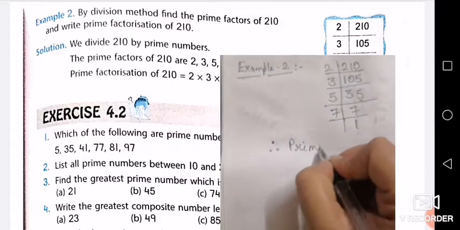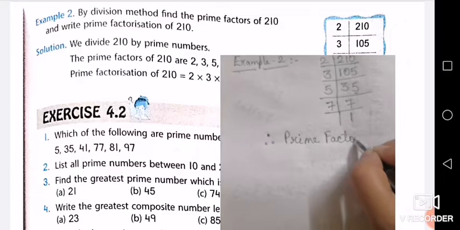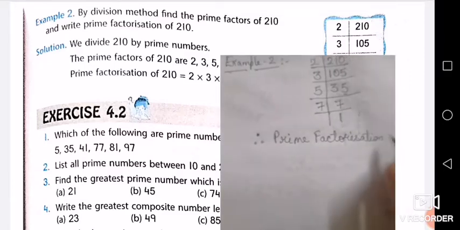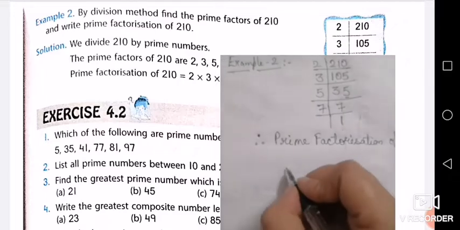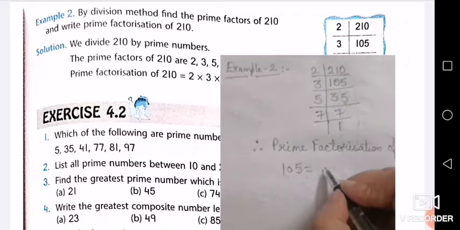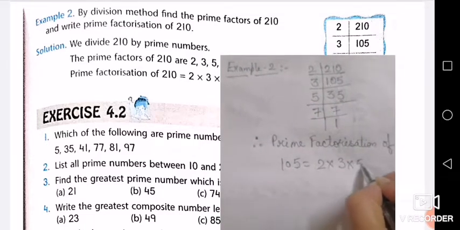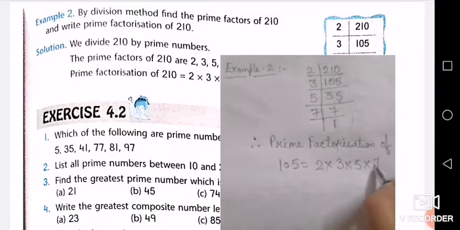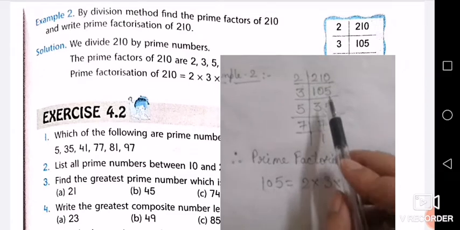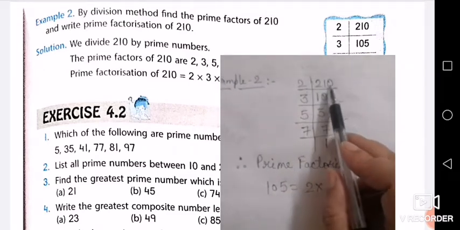prime factorization of 105 is equal to 2 multiply by 3 multiply by 5 and then multiply by 7. See how we have done? We have used those divisibility rules also which we have learned in our previous exercise.